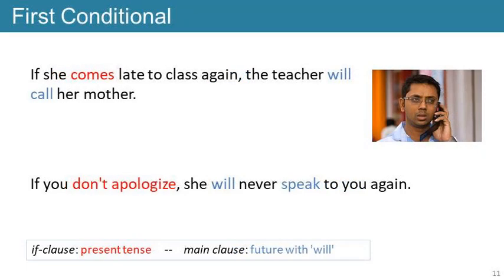The first conditional has the present tense in the if clause and the future with will in the main clause. This sentence pattern is often used when making predictions about consequences. For example, if she comes late to class again, the teacher will call her mother. And if you don't apologize, she will never speak to you again.